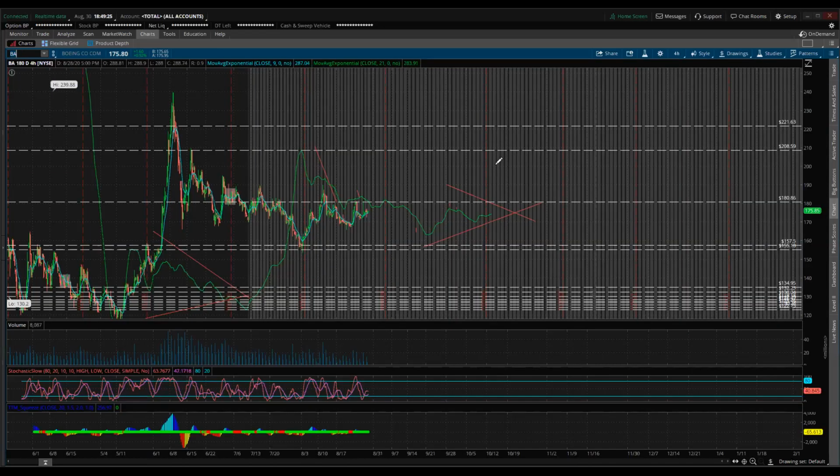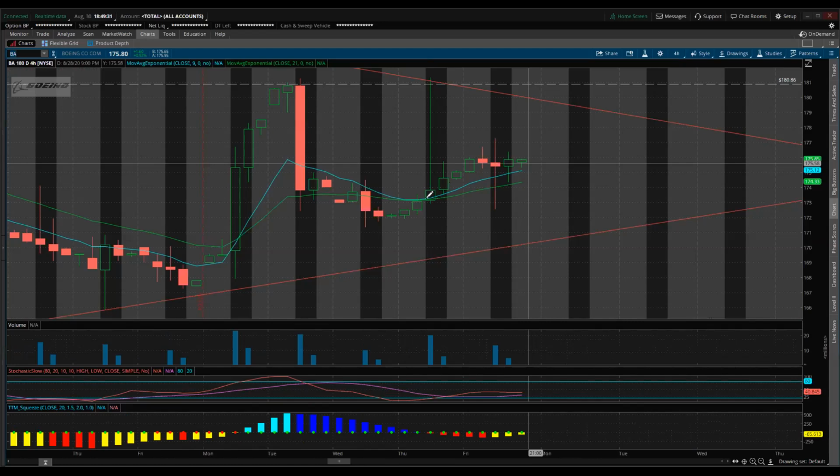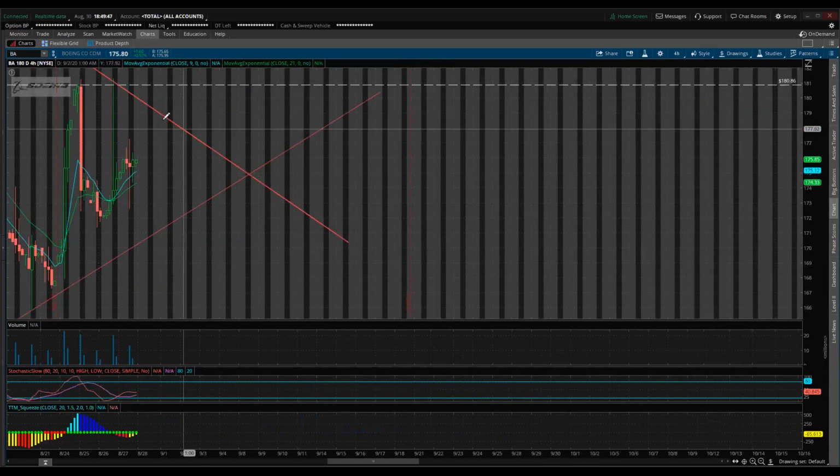This is a doji. So with these two candles, no one knows what Boeing wants to do. That's why we're anticipating either a break up, and then we would enter trades when it's above this line, or a break down, and we enter puts when it's below this line.